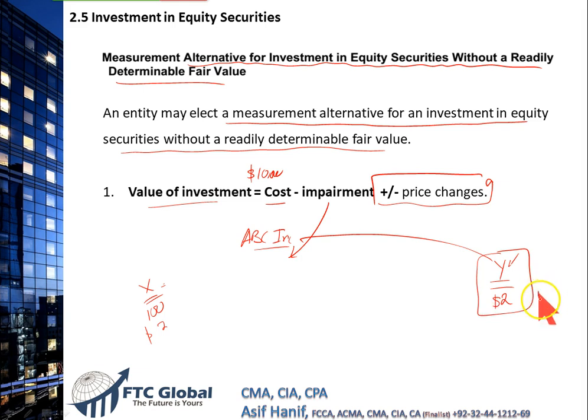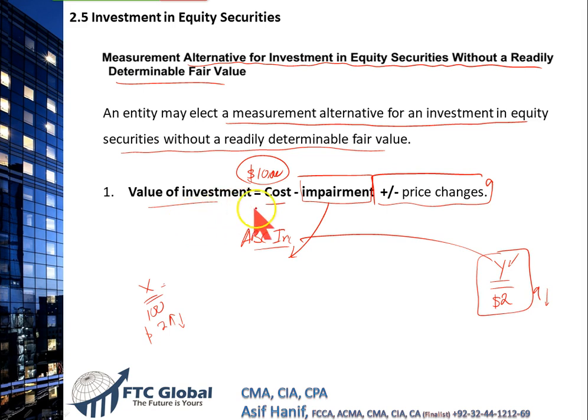So any changes in these options reflect the changes that I must incorporate in my investments, in my options, in my warrants. Right? So value of investment is what you originally paid, minus impairment, this is a separate topic we'll discuss later, plus minus any price changes. If the price changed for the option Y, I must change it as well.